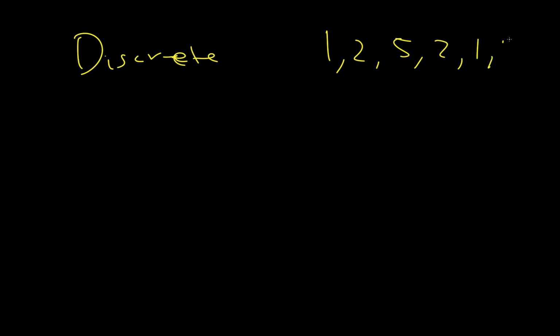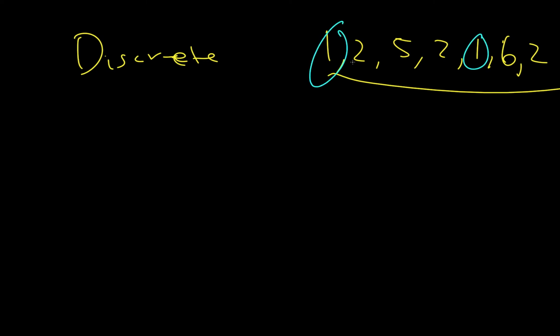So for discrete data, so that means data that we can see each piece. If we just collect data like 1, 2, 5, 2, 1, 6, 2, that's discrete data. The mode is the most common number. In this one we have 2 1s, but we have 3 2s, and so the mode would be 2.